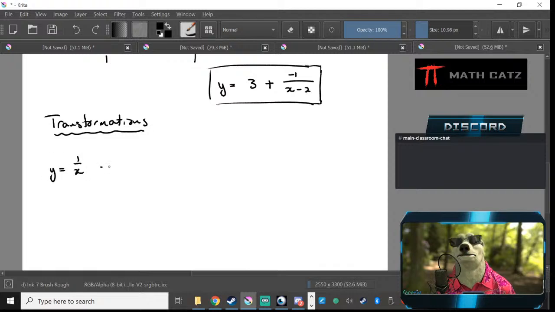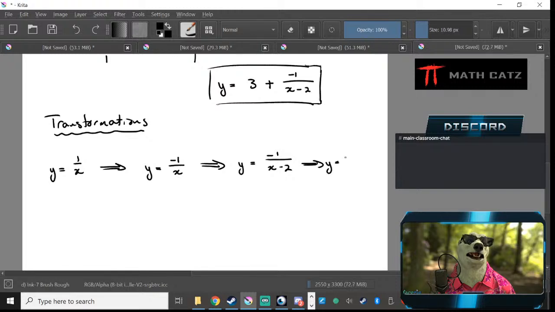1 over x, I'll do 2 lines. It's not an approaching behavior arrow. Then I will go to multiplying the right-hand side by negative 1. I'll put the negative at the top because it looks nicer there. Then I will replace x with x minus 2. And lastly, I will take that right-hand side, squeeze it in the space I have left, and add 3.